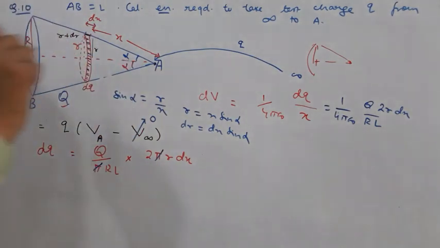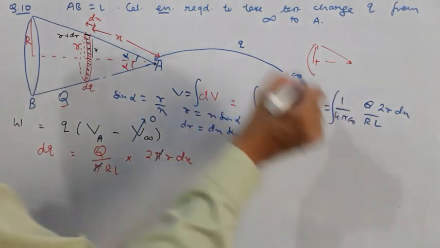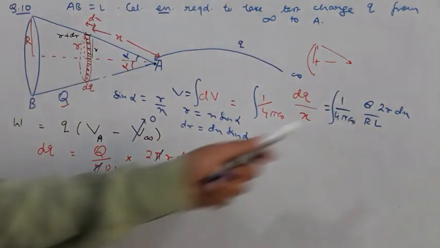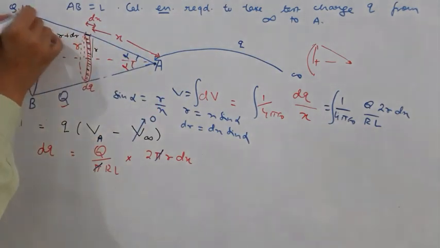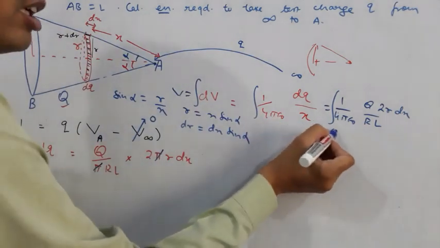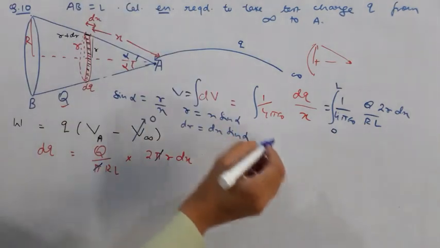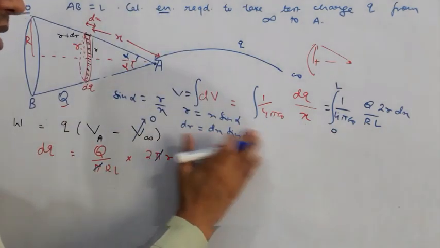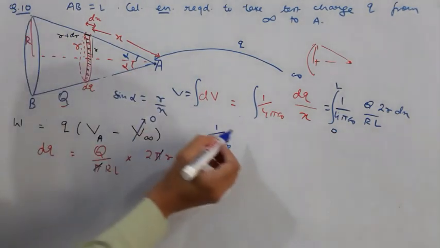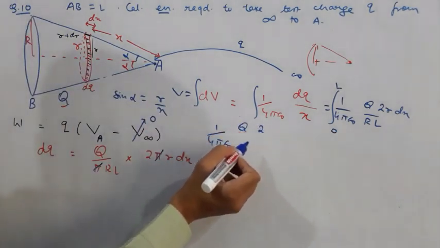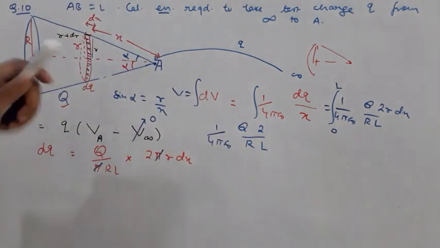Therefore the total potential will be obtained by integrating this. So we will have integration of this particular thing where the variable x will change from this point to this point, that is 0 to L. This length is L given. So 0 to L. Now this integration can be carried out easily. So you can check for it. So 1 by 4 pi epsilon naught. Q is constant, 2 is constant, capital R is constant, capital L is constant. R, L, 2, Q.